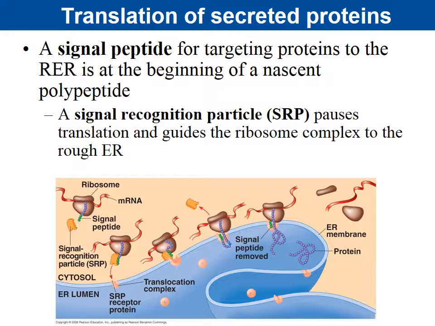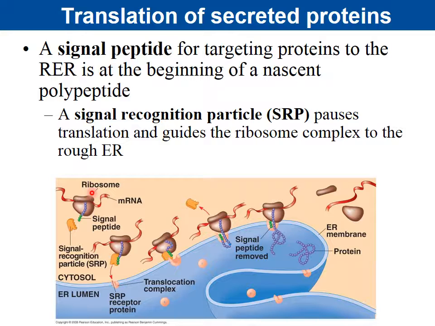Now, all ribosomes start out as free ribosomes, and they're going to be found in the cytoplasm. And so we said that when we initiate translation, the large and the small subunits are going to come together. And so when we start translation, the large subunit is going to be reading the mRNA, and it's going to make its amino acid chain.